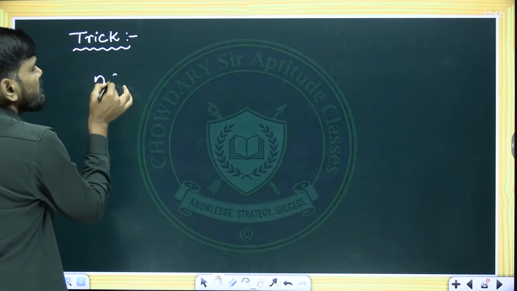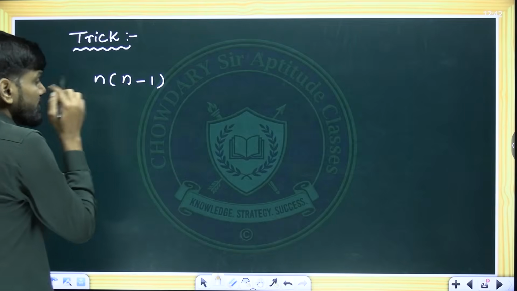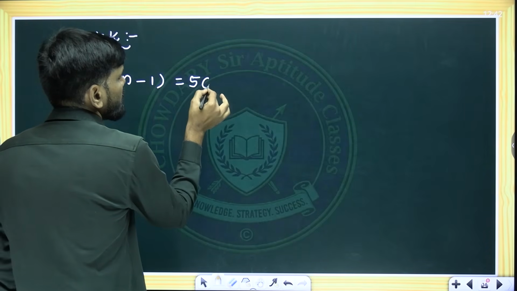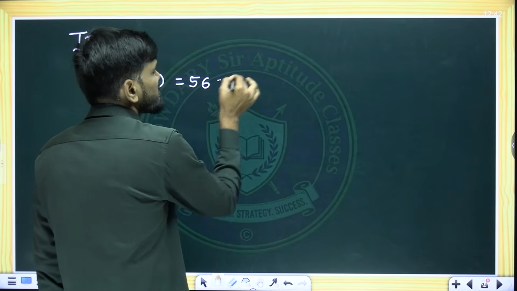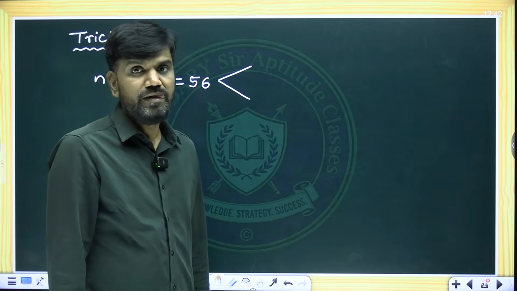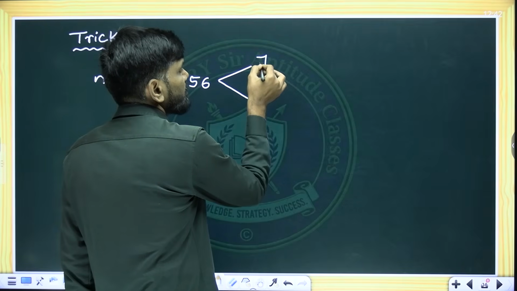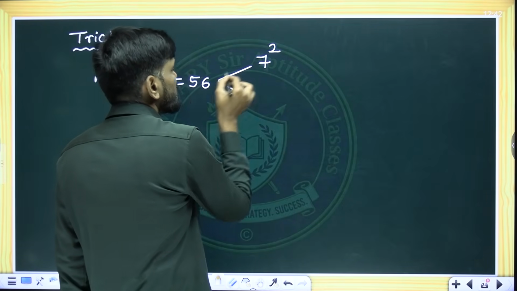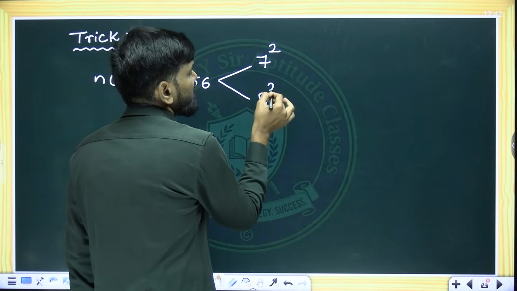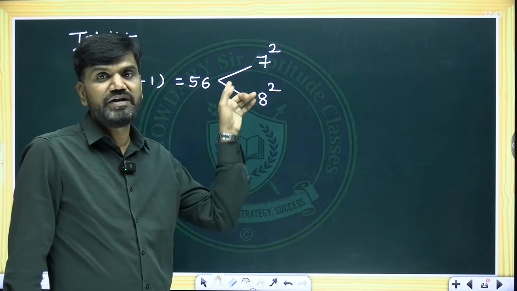So what is the trick? Whenever you have the product of two consecutive natural numbers, to know the value of n here, n into n minus 1, we got it as 56. Remember one thing: this 56 lies between which two squares? It is more than 7 square, 49, and less than 8 square, 64. So this value is between 7 square and 8 square.